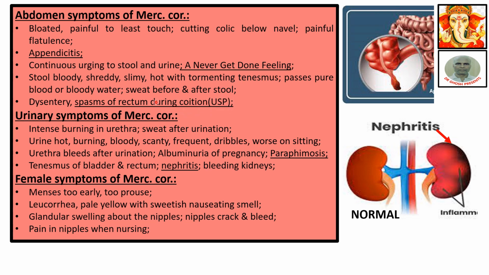So this is an USP, uncommon strange peculiar symptom. This one single symptom can select Merc.cor. By virtue of this symptom, one can select Merc.cor. This is uncommon strange peculiar.